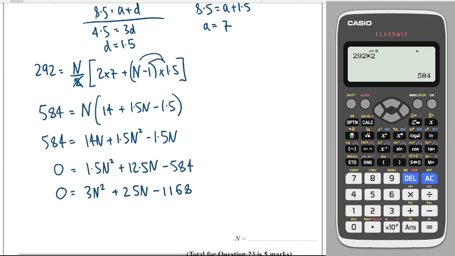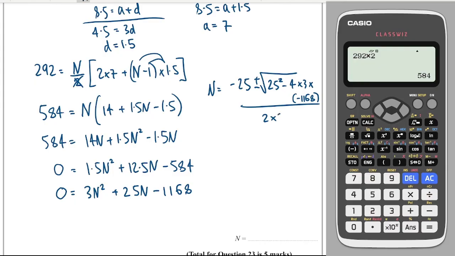Okay, I'm going to want to use my quadratic formula for that. So I would write that n is equal to minus b, which is 25, plus or minus the square root of 25 squared minus 4 times 3 times minus 1,168, all over 2 times 3.